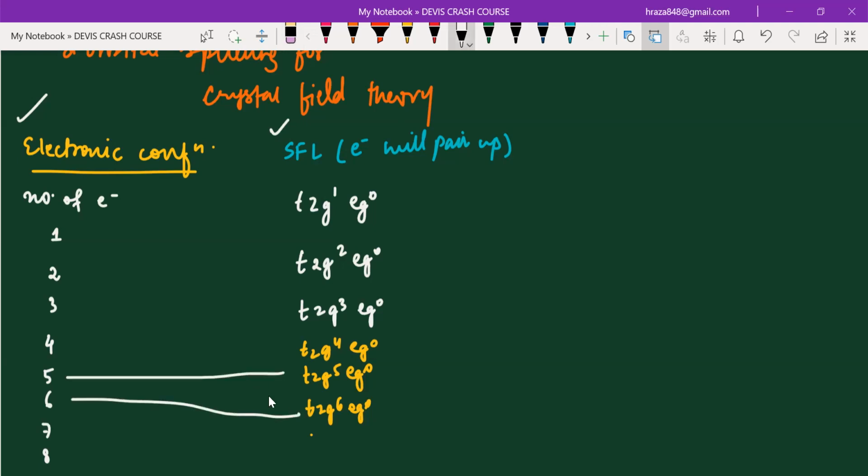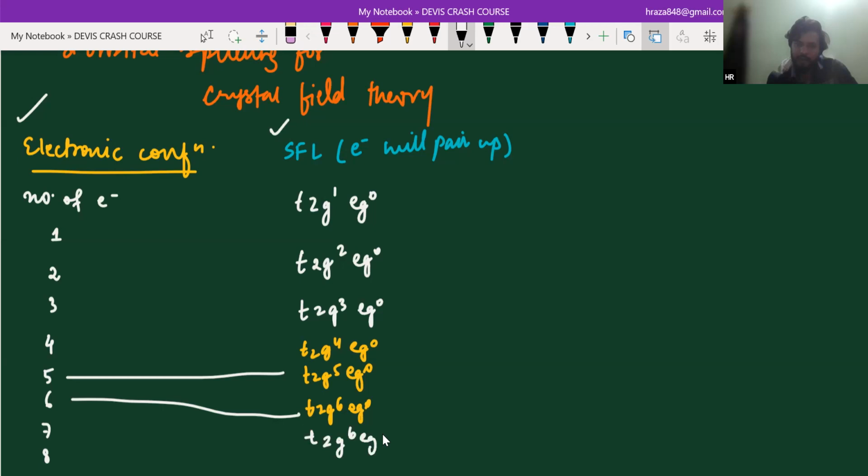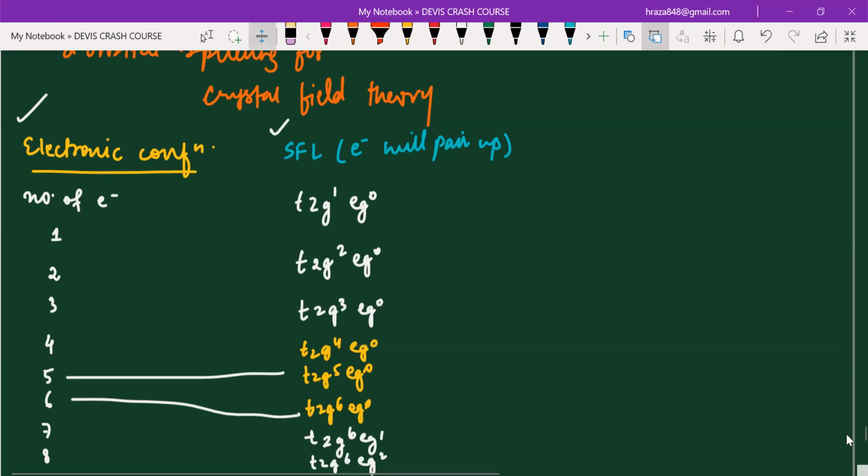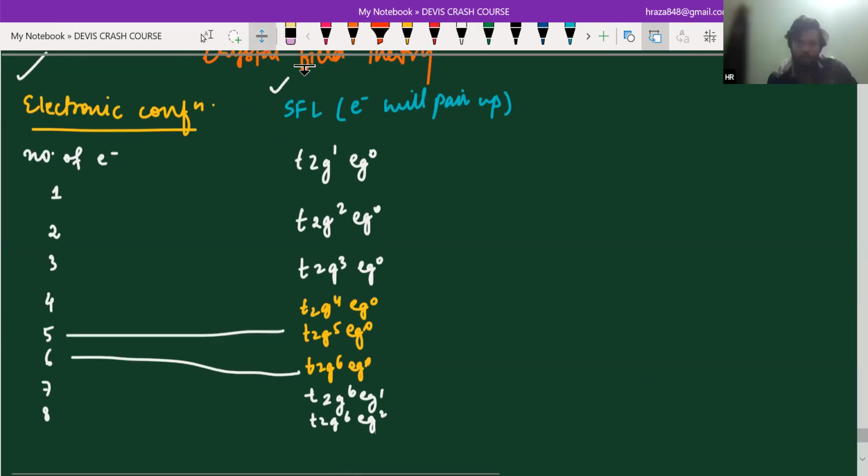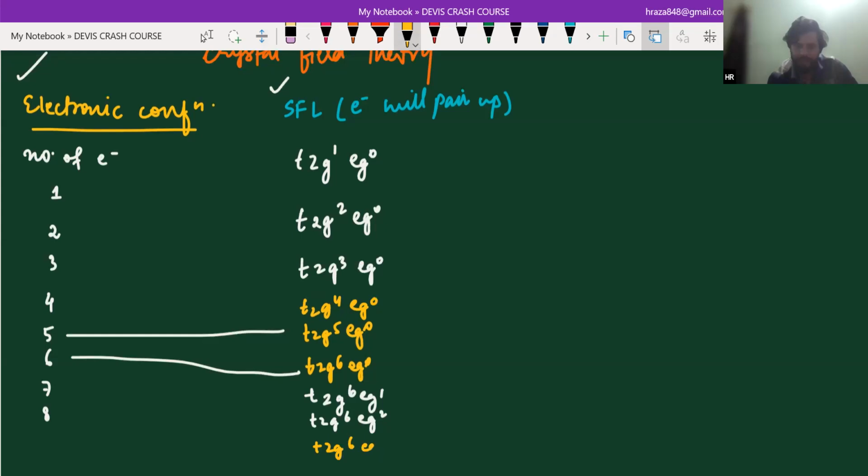Now, after this, since all the T2G are filled, we can go for T2G6, EG1, and T2G6, EG2. Are you getting my point? Because not more than 6 electrons can go in T2G. Then again, T2G6, EG3, and then we can write T2G6, EG4, and this is the 9th electron and this is the 10th electron. Yes or no? Okay.